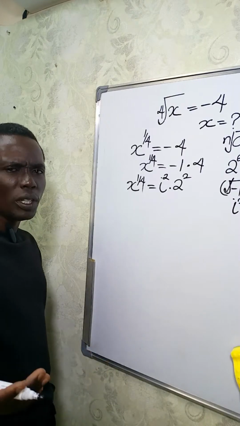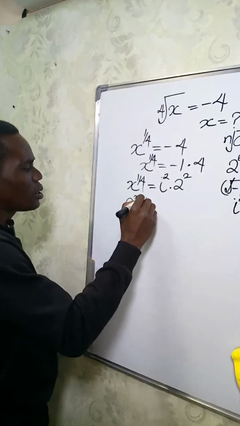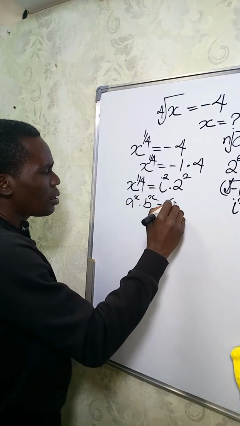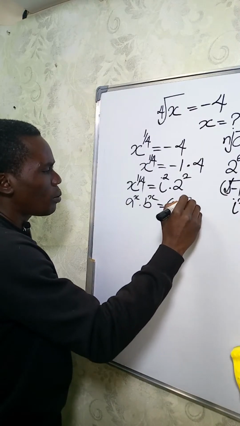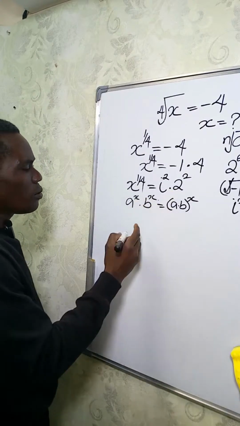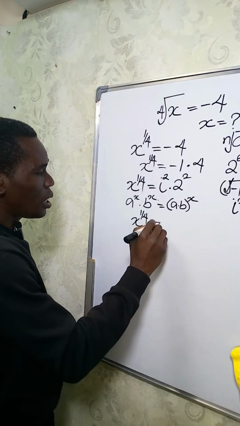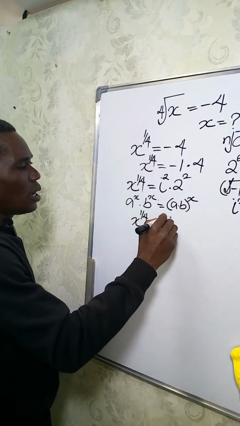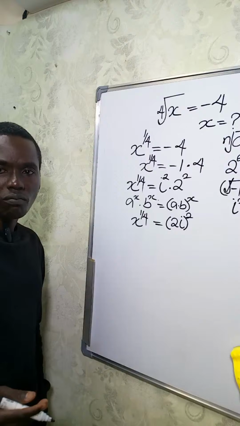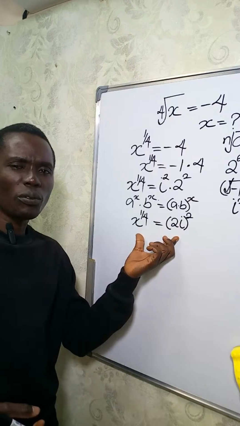Now, remember a rule in indices that if I have a to the power of x multiplying b to the power of x, this can simply give me the multiplication of these two, all to the power of x, because they have the same index, right? So if I apply that over here, I'll have x to the power of 1 divided by 4, and this will be equal to (2i) all squared. Great. Now what do we do from here in order to find a value for x?